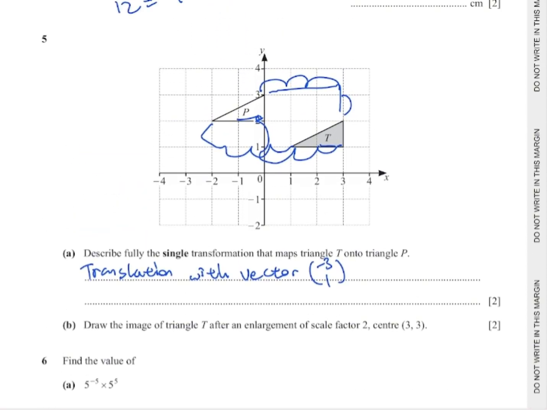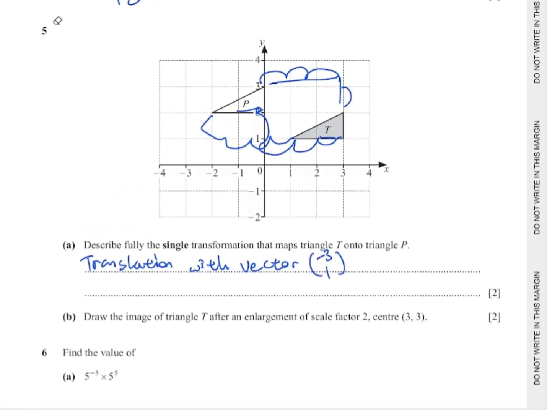Now B, draw the image of triangle T after the enlargement of scale factor 2, center (3, 3), where it's 3, 3 here. Since the enlargement is centered here, every point on this shape, its distance from this reference point would now be in the scale of 2. So instead of 1 down to get to this point, it will be 2 down. So this point will be here now, and the same for the bottom point here.